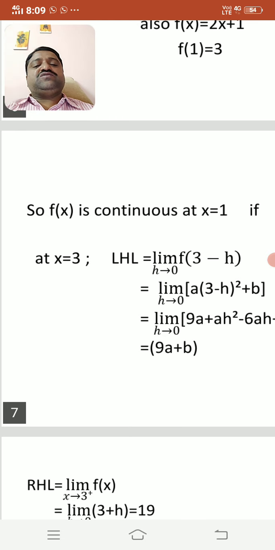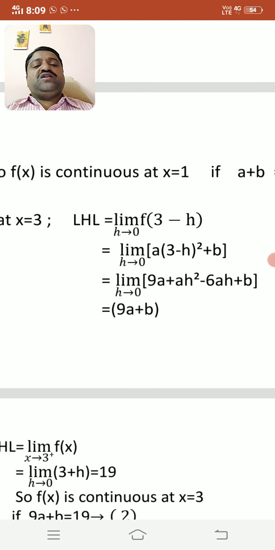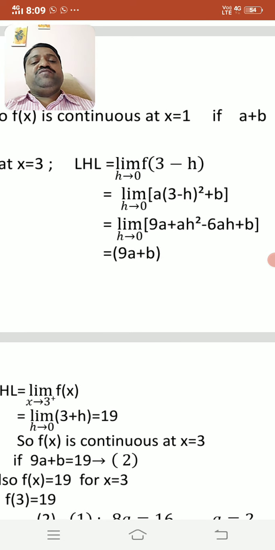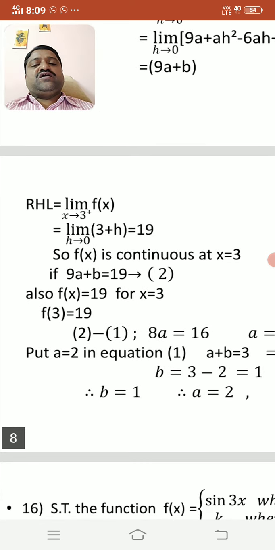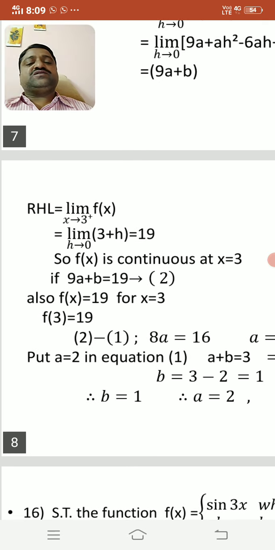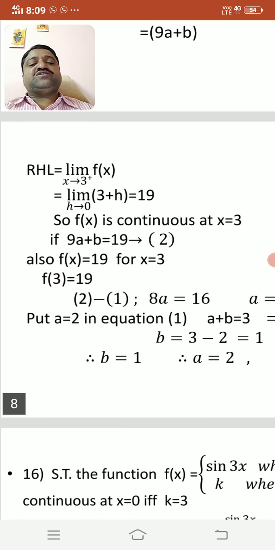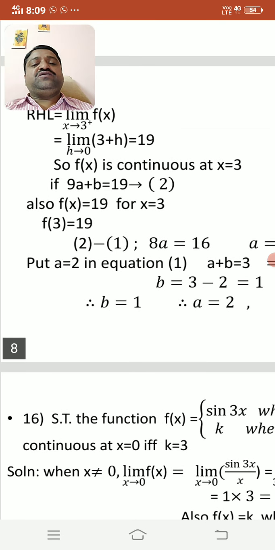At the point x is equal to 3, LHL is equal to limit of f of 3 minus h as h tends to 0, which is equal to limit of a into 3 minus h whole square plus b as h tends to 0, is equal to 9a plus b. RHL is equal to limit of f of x as x tends to 3 plus, which is equal to 19. So, f of x is continuous at x is equal to 3 if 9a plus b is equal to 19. Equation 2. Also f of 3 is equal to 19.